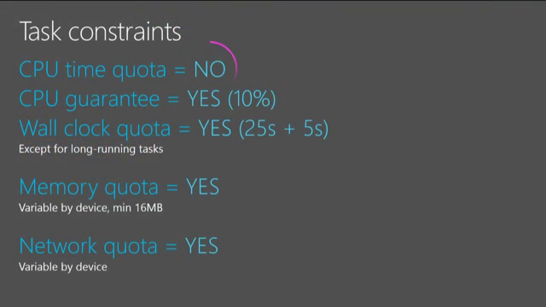All right, so now it's a matter of resources, right? And so there are constraints in background tasks that make it so that you can't ruin the user's experience. What are those constraints? Here they are. First of all, there's no CPU time quota. The reason I put that up there in the first place, because in Windows 8 there was a CPU time quota. You could only use 2 CPU seconds every 2 hours.